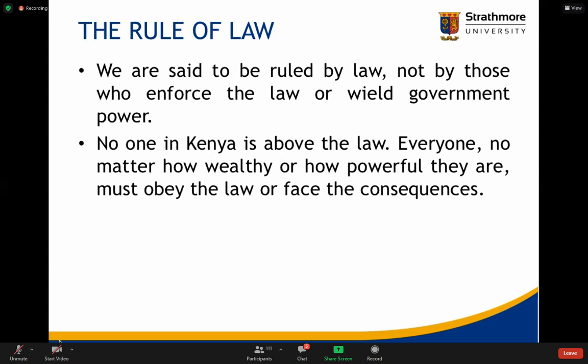Because of the function that the law plays in a society, there should be respect for the law. We are said to be ruled by law, but not by those who enforce the law or wield government power. So the rule of law dictates that no one should be above the law. Everyone, no matter how wealthy or powerful, must obey the law. If you don't obey the law, you face the consequences.